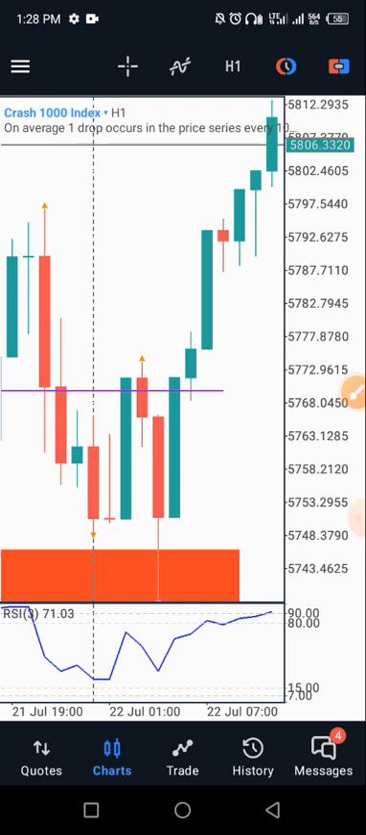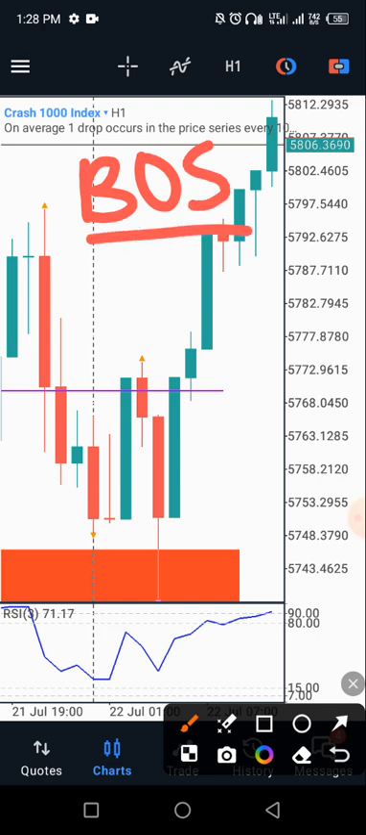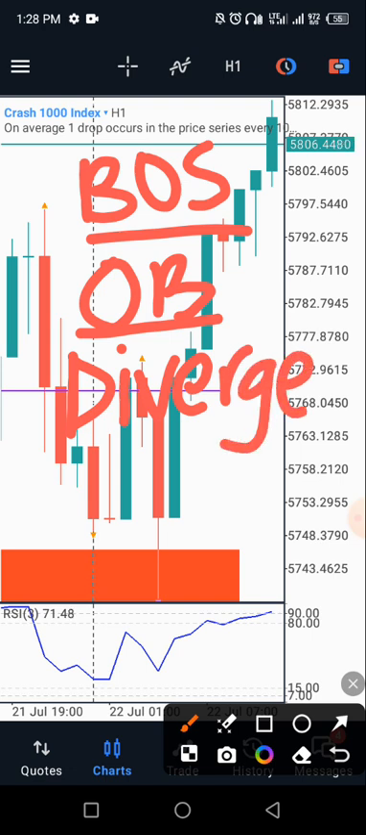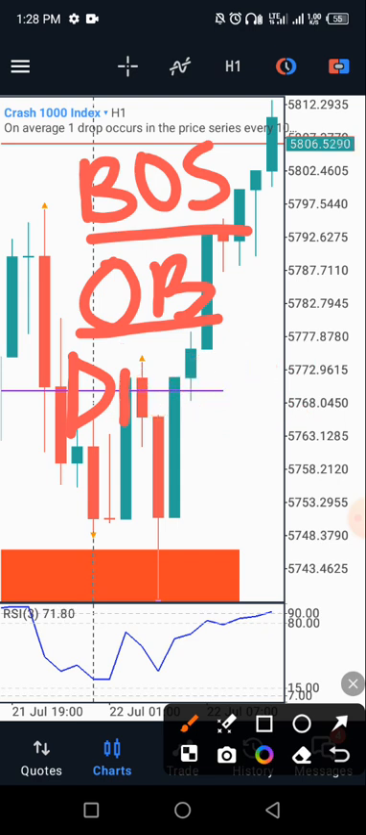There are just three things we'll be looking at today: the break of structure, order blocks, and then divergence. If you know these three concepts, the break of structure, the order blocks, and the divergence, then you should be able to take a day trade in the market. You'll be able to hold your position.